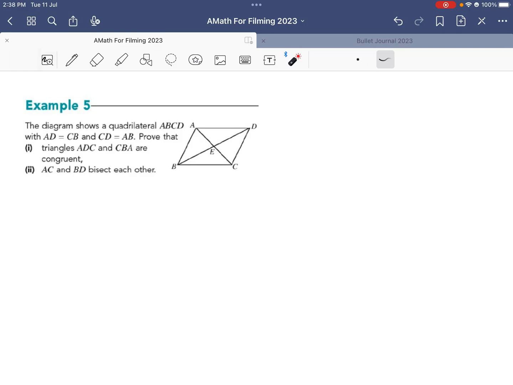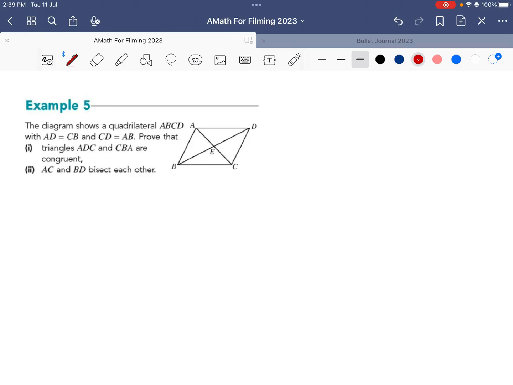Now, I will directly delve into some examples on how to use these properties. In example 5, found on page 173 of the textbook, it shows a quadrilateral ABCD. I know it looks like a parallelogram, but they never say anything, so you cannot assume. But what they do tell us is that AD and BC are equal, and CD and AB are equal.